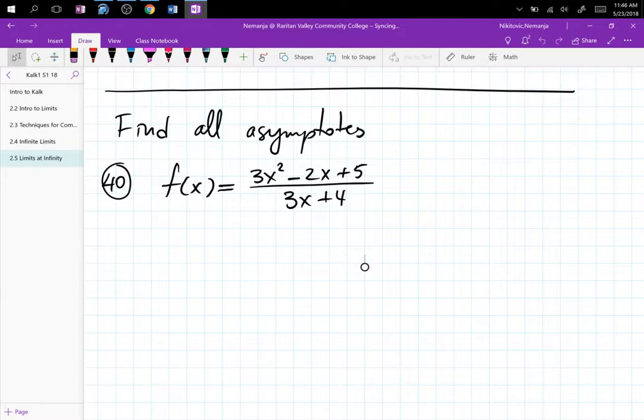Okay, let's go in order. Vertical asymptotes first, right? So for candidate points, we need to set the denominator equal to 0, from where x equals -4/3. And we need to show that those -4/3 are not cancelled.